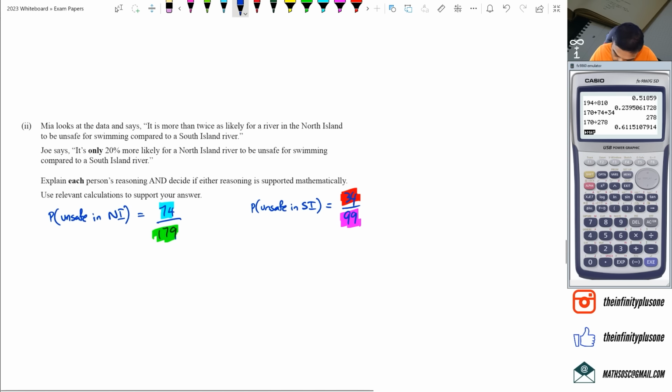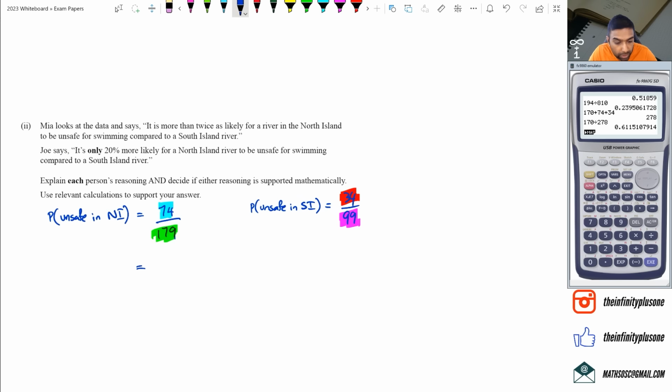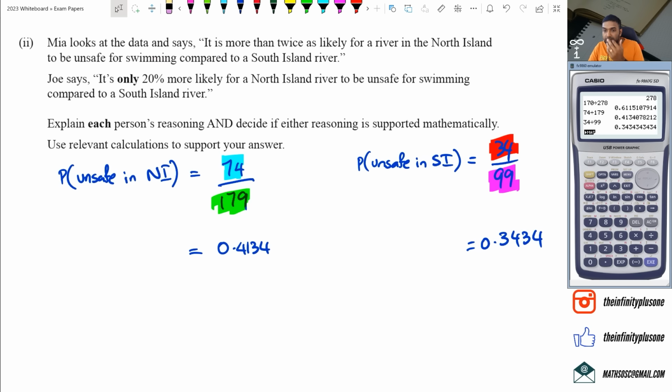Once we have those two probabilities, we're going to have to work this out. So 74 out of 179 is 0.4134, and then 34 out of 99 is 0.3434. So those are my two probabilities to start with, and now I need to find the relative risk.